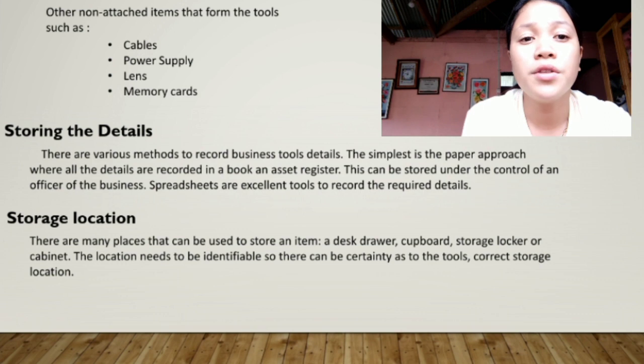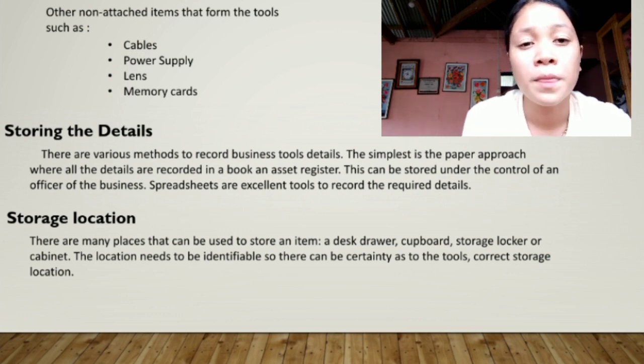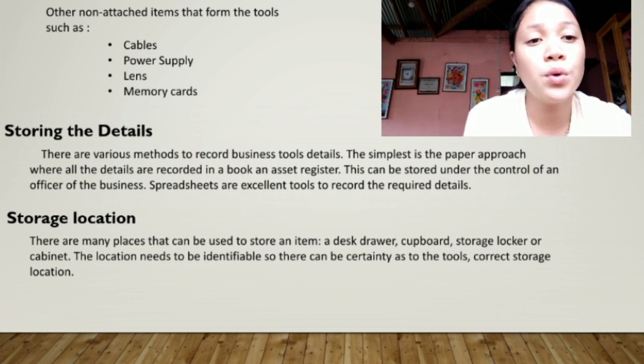Storage location. There are many places that can be used to store an item: a desk, drawer, cupboard, storage locker, or a cabinet. The location needs to be identifiable so that the tool's correct storage location can be ascertained.